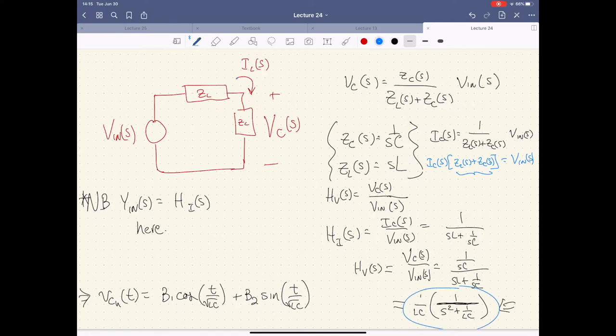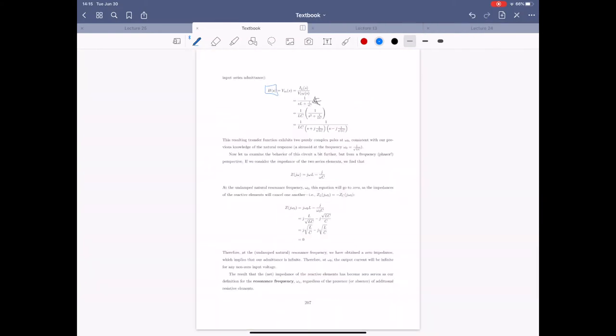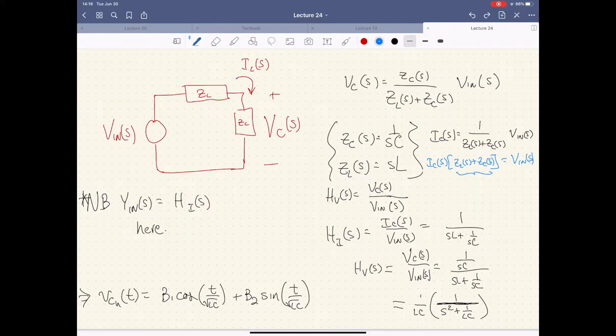And I think what's going on here is I think Tom might have accidentally switched over to the other version of H(s). So this is actually H_I of s. And then at this point here, he actually has a new one. This switched over for some reason. H_V of s. And he has this. So my apologies for that. I should have caught that.